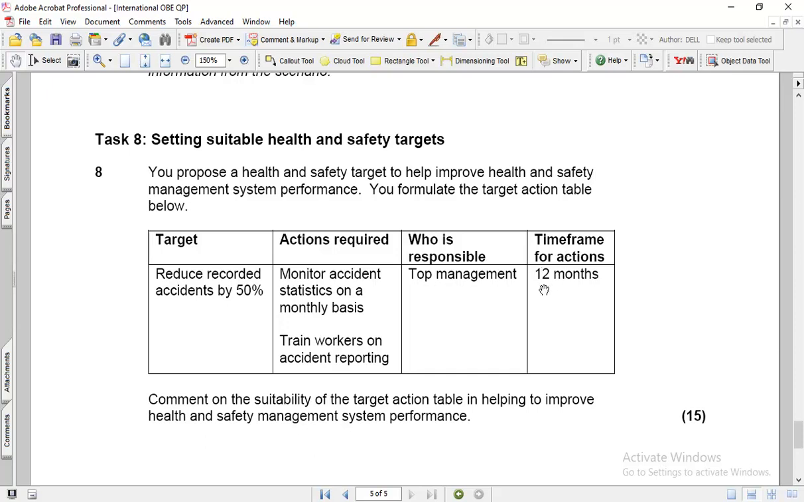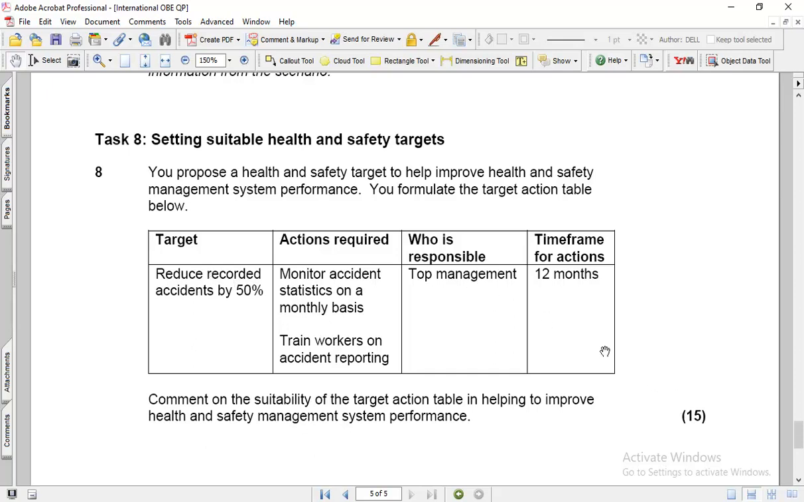Time frame for action is 12 months. So this is a health and safety target being placed. Now comment on the suitability of the target action table in helping to improve health and safety management system performance. So we have to discuss this target along with the actions that have been required to reduce the accident by 50%. So we have to comment on this table.